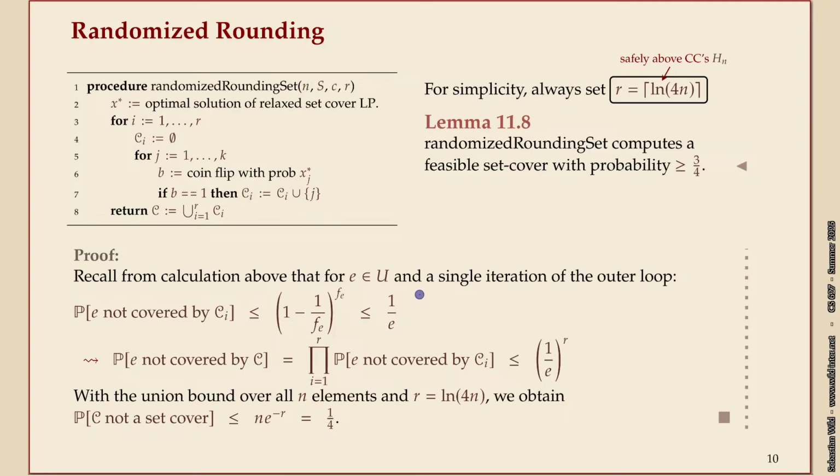So this was for one iteration. If we keep repeating this R times, then we get the R-th power of this, that it's not covered in all of the repetitions. So this goes down a lot with R. And the union bound then is that the result is not a set cover, it's just the factor n times this. So if you set R to natural log of 4n, this works out to exactly 1/4. Okay?